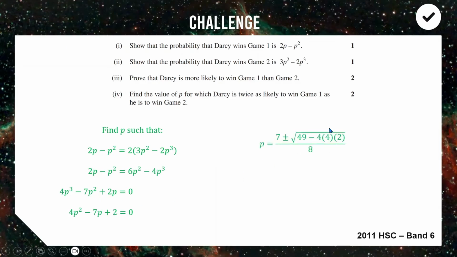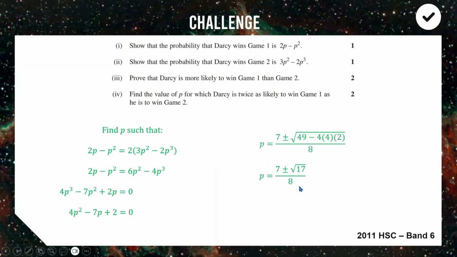So chucking those 3 values into our quadratic formula, we have negative 7 plus or minus the square root of negative 7 squared, take away 4 times 2, all over 2 times 4, sorry, which is 8. Simplifying inside our square root, we get 49 take away 32, which is 17. And so we get 2 options. Either P is 7 plus root 17 over 8, or P is 7 minus root 17 over 8.